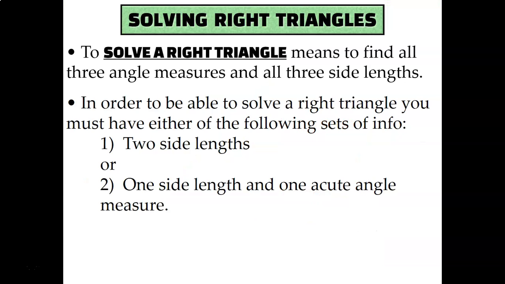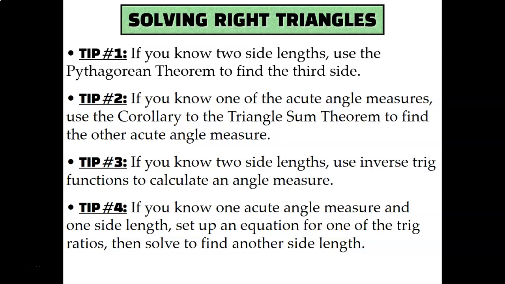So let's put all of this knowledge together to solve right triangles. To solve a triangle means to calculate all of its angle measures and all of its sides. For every problem, you'll either be given 2 side lengths and the right angle, or you'll be given 1 side length and 1 acute angle, as well as the right angle. Your goal when you're asked to solve a right triangle is to calculate the missing lengths, or the missing angle measures. So how do we do that?